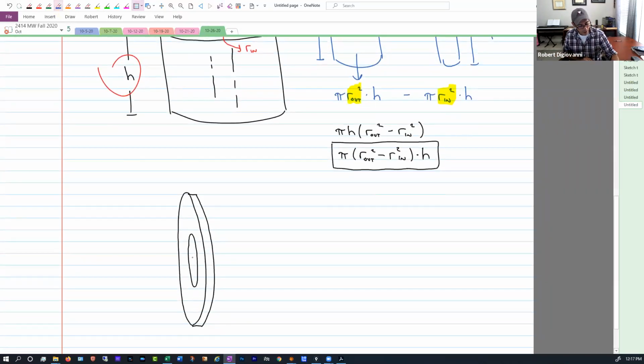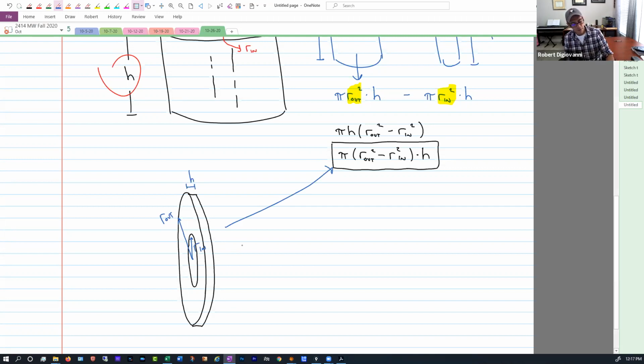So if this radius from here to here, from the center to here, is R in, and the radius all the way to the outside is R out, and this height right here I still call H, then that's still our formula, right? Nothing has changed other than the way I drew the picture.